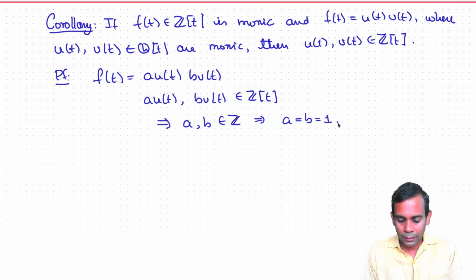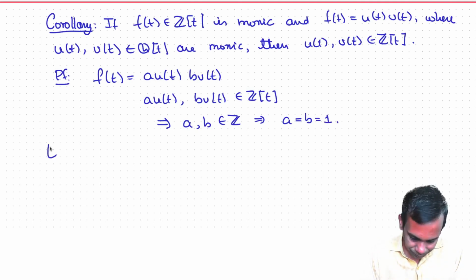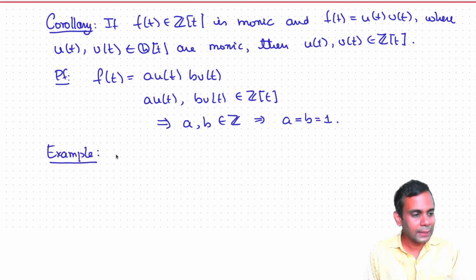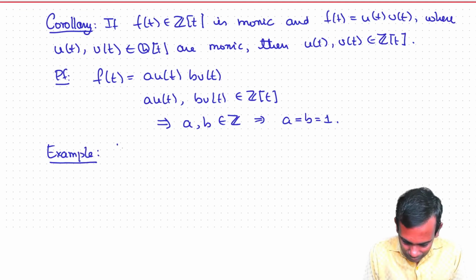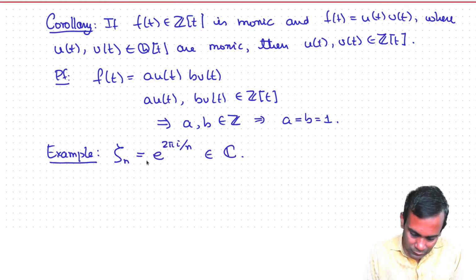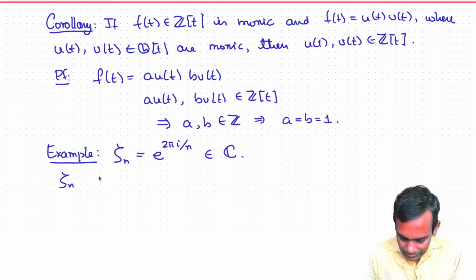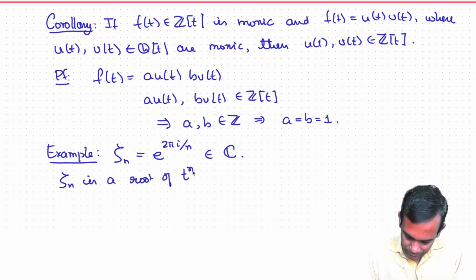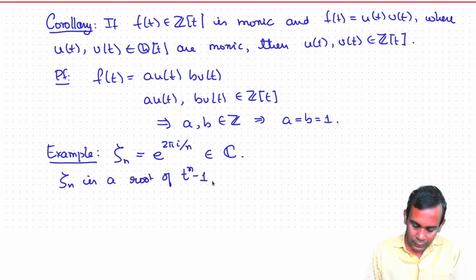Okay, so let's look at an example. A very interesting example of an algebraic integer is the nth root of unity. Define ζ_n to be e^(2πi/n). This is a complex number. And then ζ_n satisfies a polynomial. It's an nth root of unity, so it's a root of t^n − 1. So ζ_n is an algebraic number.